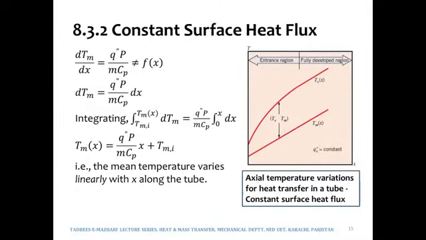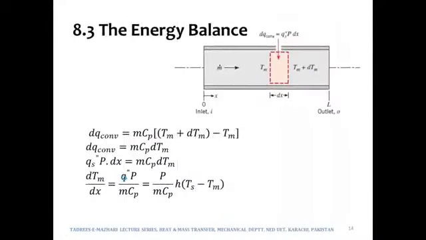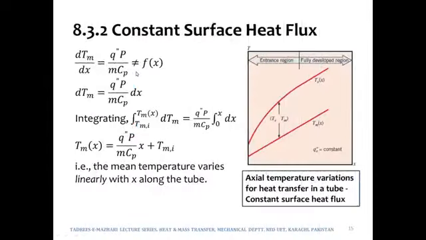Then this dTm by dx, which is heat flux times P over m cp, is in fact not a function of x, because it is a heat flux times perimeter. So it is not really a function of x, because there is nothing which is changing with x.